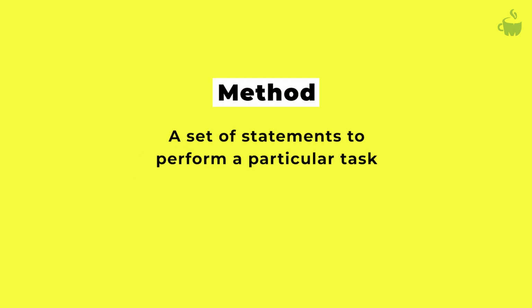So what is the definition of a method? By definition, a method is a set of statements to perform a particular task. It's a very simple definition, right? Methods are very important because that is where you write your business logic. That is where you execute the code. Many freshers will get confused in creating these methods. So by definition, a method is a set of statements to perform a task.